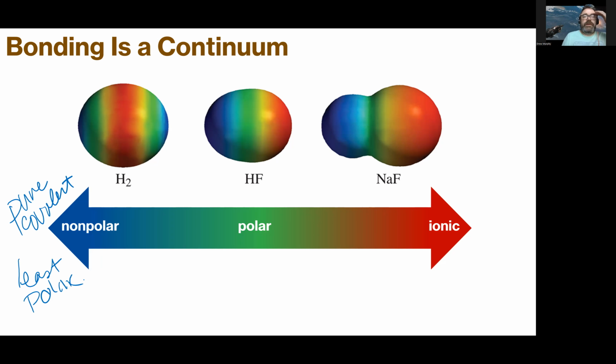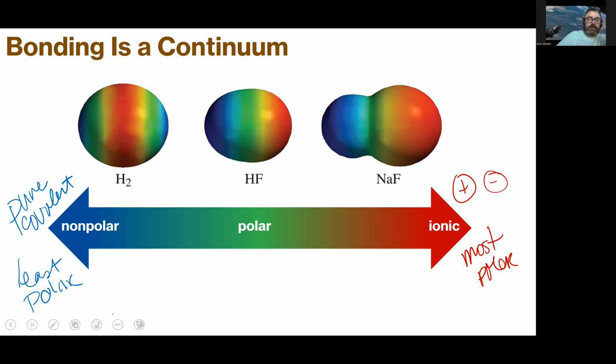Typically, this is when the two atoms are very, very similar. We'll get into that as we go. On the other end of the spectrum is ionic stuff, right? This is the most polar situation. Here we have full on, somebody's a positive charge, somebody's a negative charge. Those electrons have been transferred, okay?